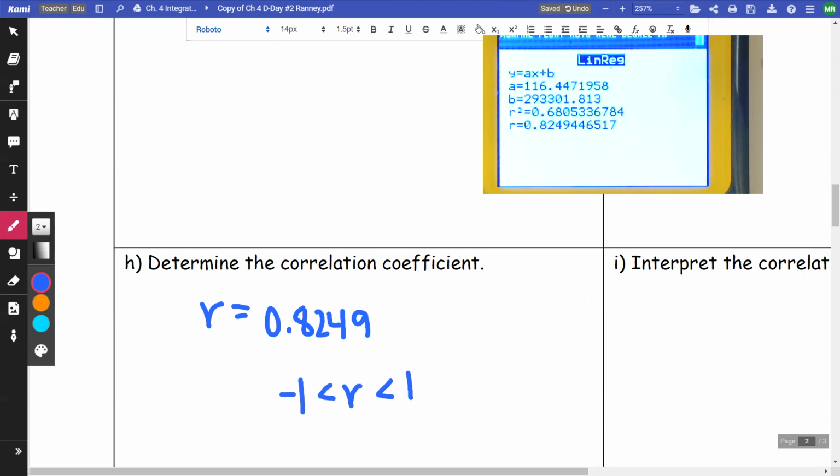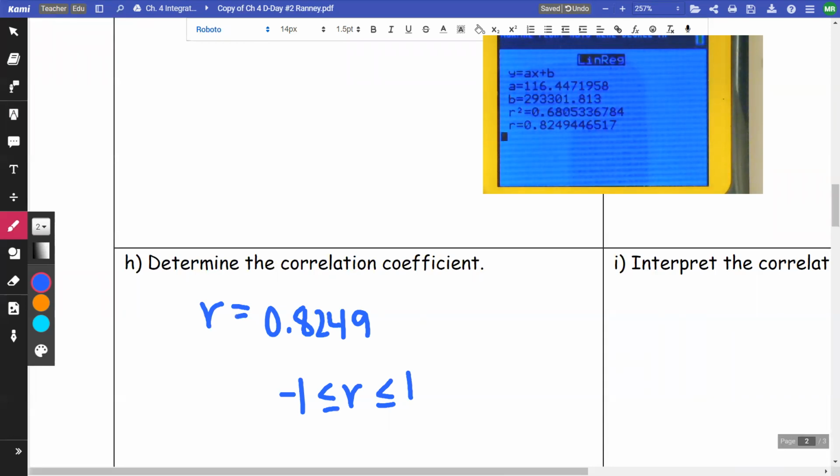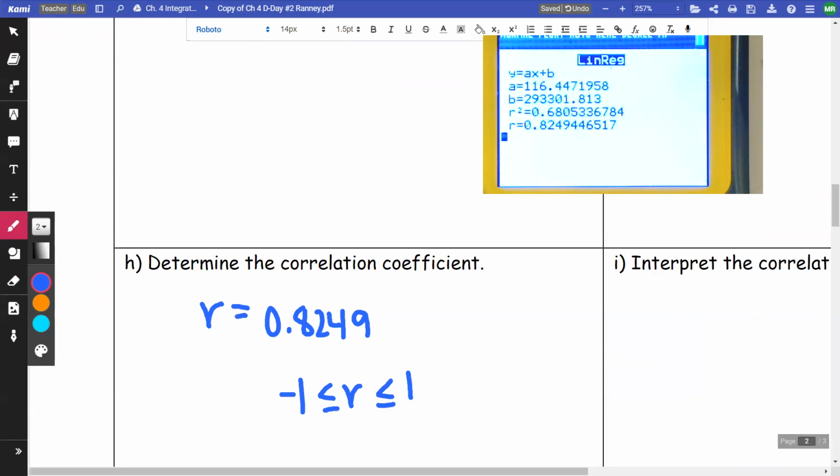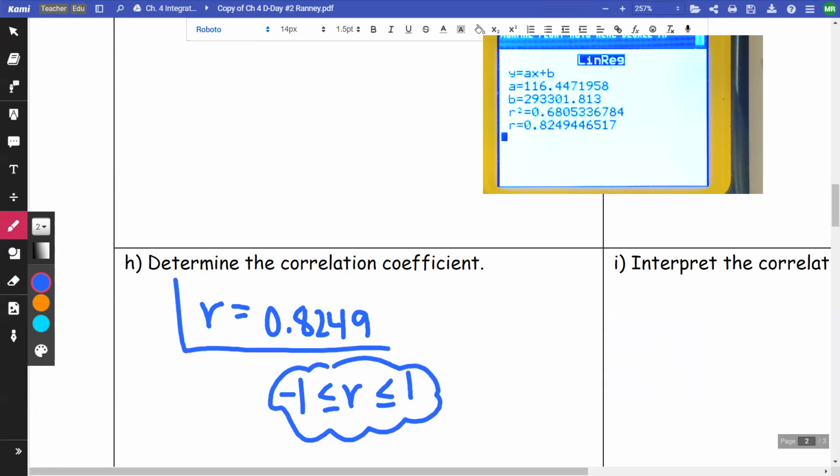So if it is equal to 1, that means it is every point's exactly on the line. And if it's equal to -1, that also means every point's exactly on the line. But it is a negative line, where the other one, when it's equal to 1, is a positive line. So we want to keep that in mind. So I'm pretty close to here. I'm just going to remind us that's what my R is in between, but this is my R.